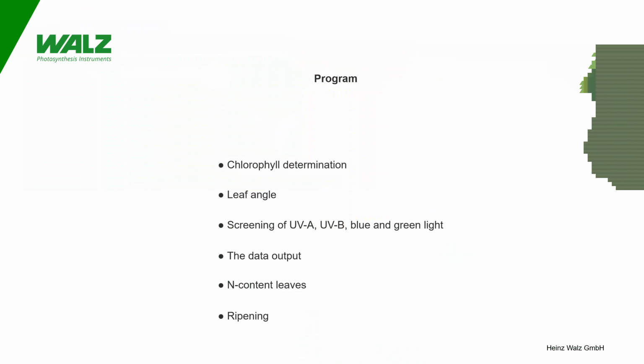First, a short overview of the topics I will discuss. I will start with a look at the instrument, then a discussion of the way the instrument determines the chlorophyll content, the leaf angle determination, epidermal screening of UVA, UVB, blue and green light, the data output, and two special applications: the nitrogen content of leaves and fruit ripening.